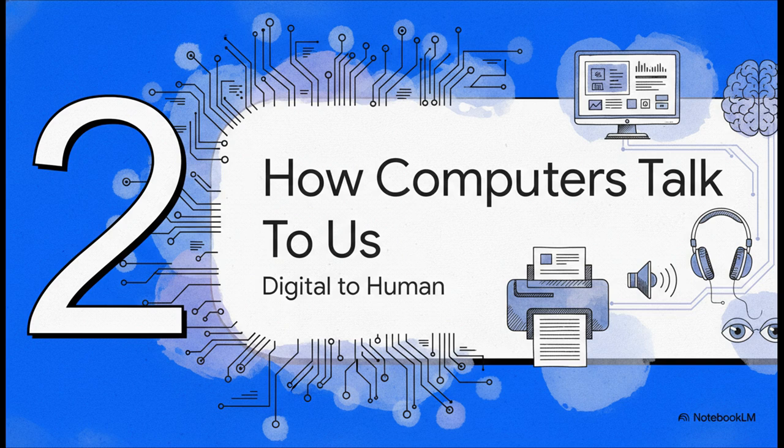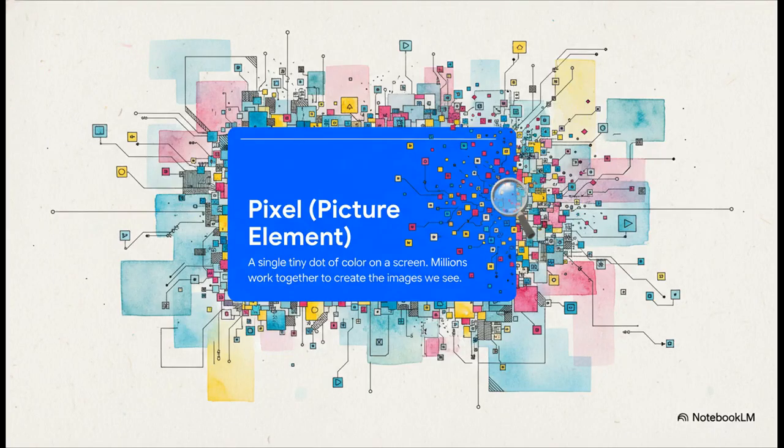How does all that digital stuff get turned back into something our human brains can actually understand? Everything, and I mean everything you see on a screen, starts right here with the humble pixel. It's like the atom of a digital image. It's just one tiny dot of light that can be any color. By itself, it's nothing. But when you get millions of them working together, that's when you get every letter, every icon, every video you see.